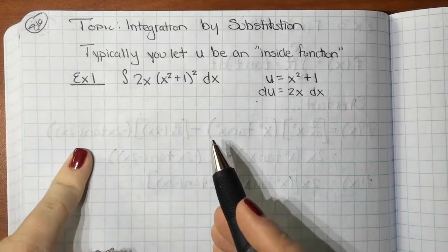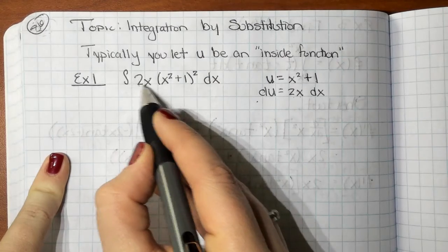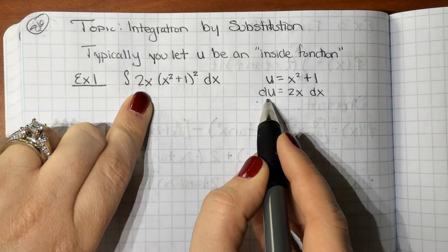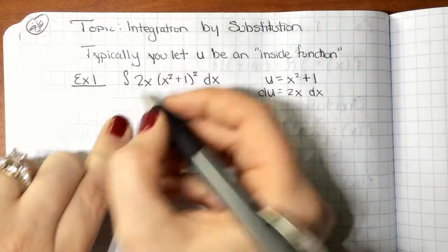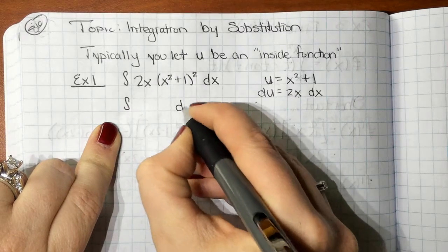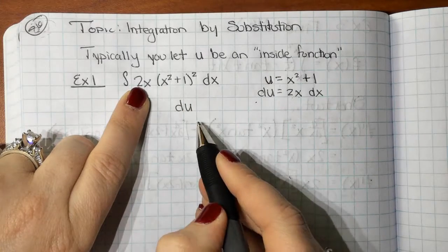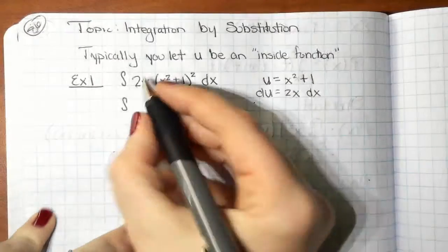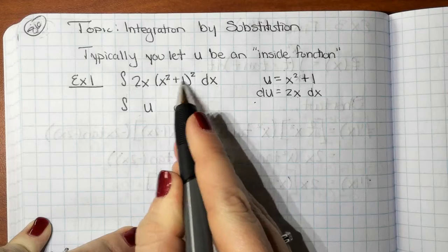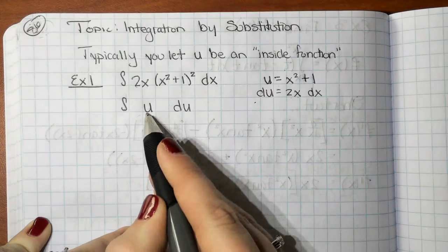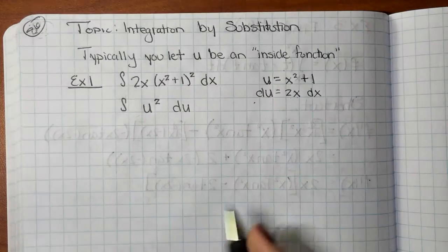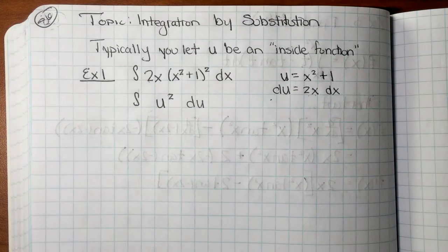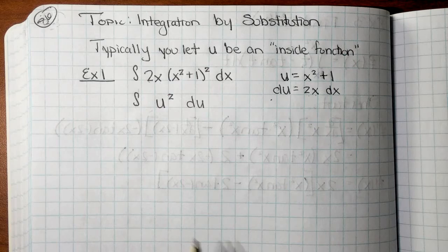So let's talk about some things that get replaced. This 2x and this dx will be replaced by a what? By a du. You guys okay? Okay. So that means I'm going to be integrating du. That 2x and dx is gone. What am I going to put in the place of x squared plus 1? U. But remember, it's x squared plus 1 squared, so this is actually going to be u squared. And now as we look at this, way easier to integrate than what I had previously. Okay?